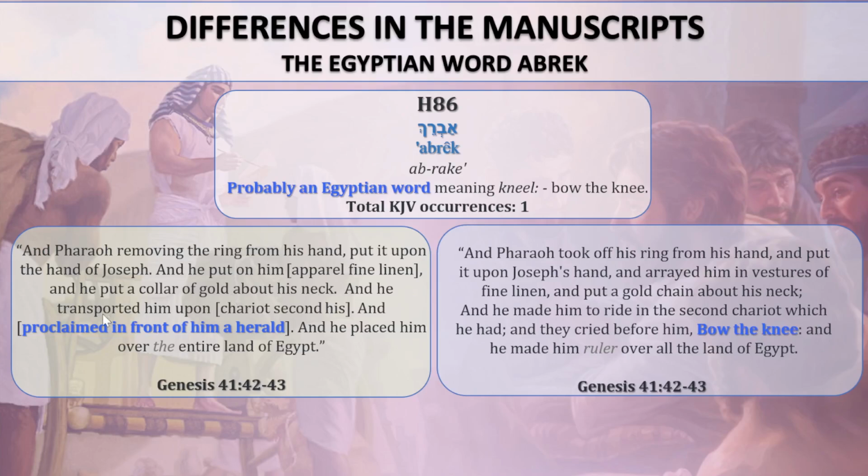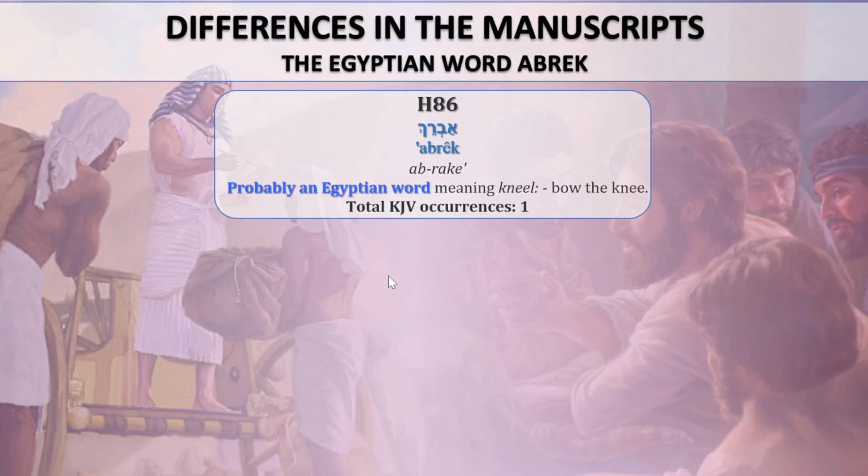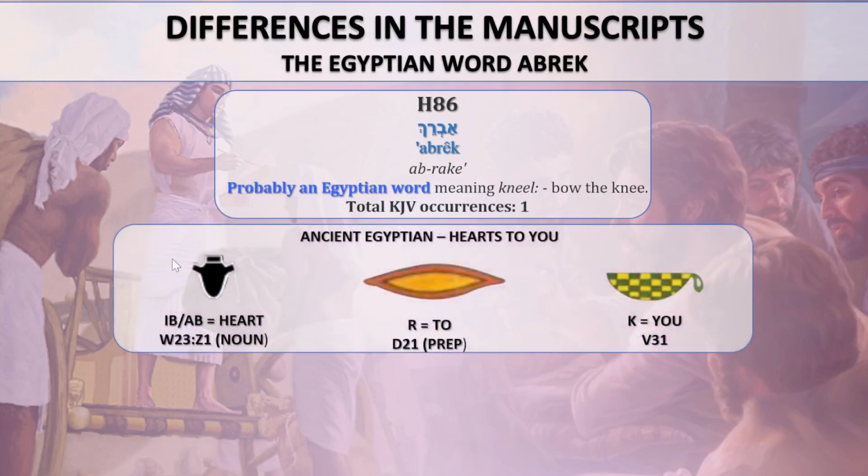So that's why in the Septuagint they added this, proclaimed in front of him a herald. As if there must be some guy in front of the chariot announcing stuff. In my opinion, both these translations are wrong. We're going to have to go to exactly what the translators think. Maybe it's Egyptian. So let's go to ancient Egyptian to figure this out. Let's break down this word, abrek, into 3 ancient Egyptian words.